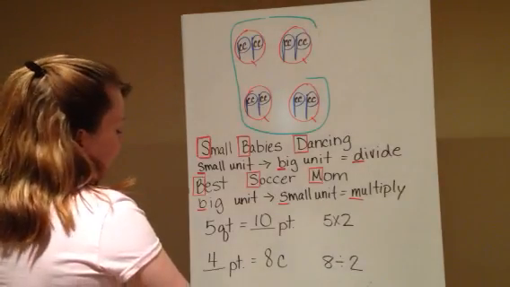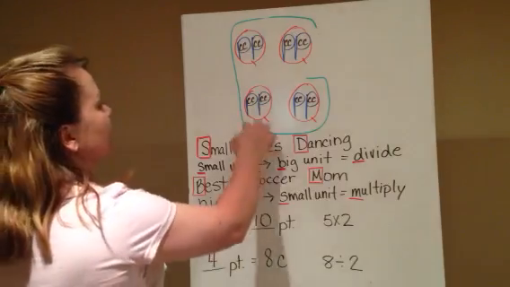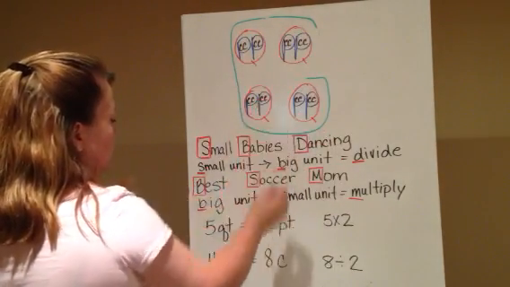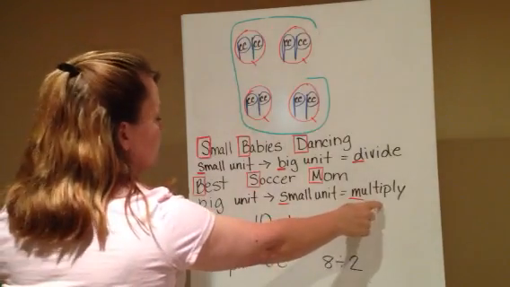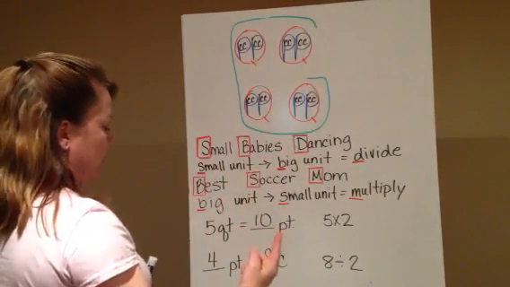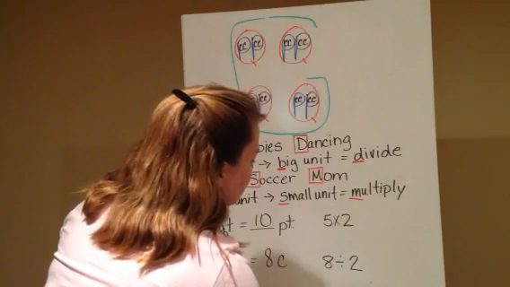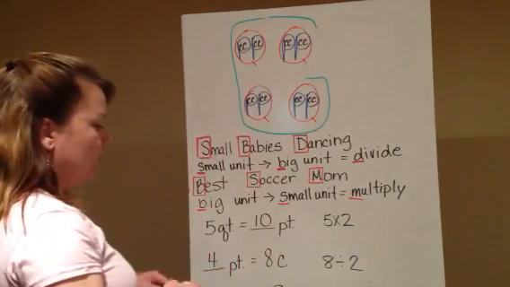Now I have 3 gallons is equal to how many quarts? So remember, the gallon is the large unit, the quart is the small. So I'm going big to small. So I'm going to multiply. So if there's 4 quarts in 1 gallon, if I have 3, I'm going to do 3 times 4. So that's going to give me 12 quarts.